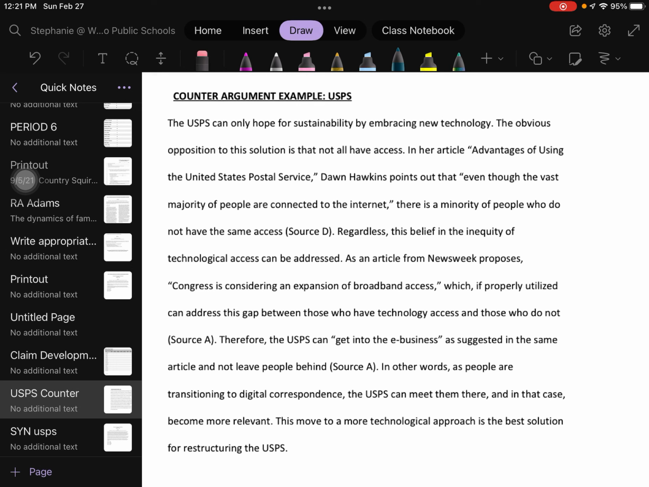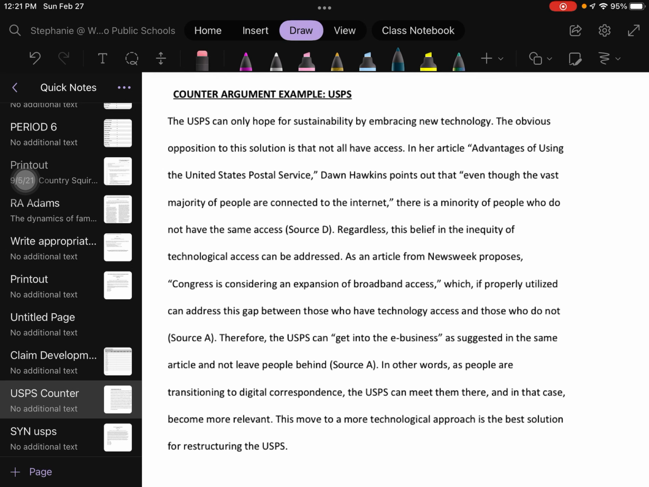I'm going to read through it just once, and then I'm going to break it down to show you how I've structured this argument to create an effective counterargument. So it says, the USPS can only hope for sustainability by embracing new technology. The obvious opposition to this solution is that not all have access. In her article, Advantages of Using the United States Postal Service, Dawn Hawkins points out that even though the vast majority of people are connected to the internet, there is a minority of people who do not have the same access. Regardless, this belief in the inequity of technological access can be addressed.